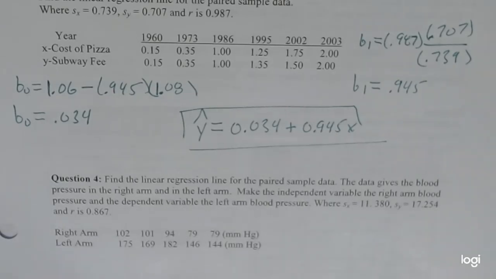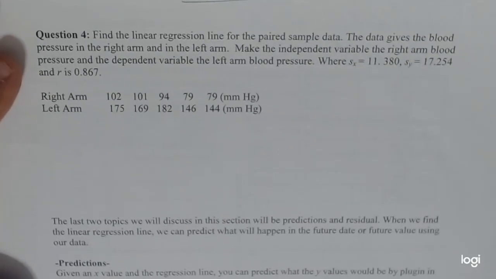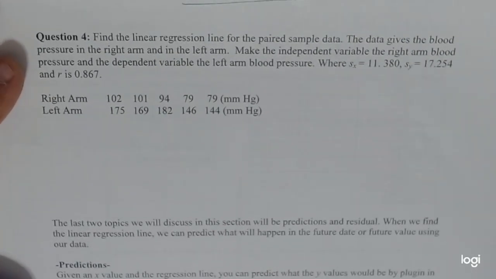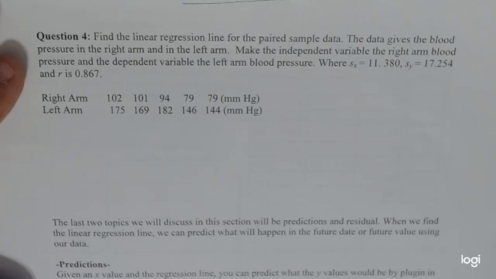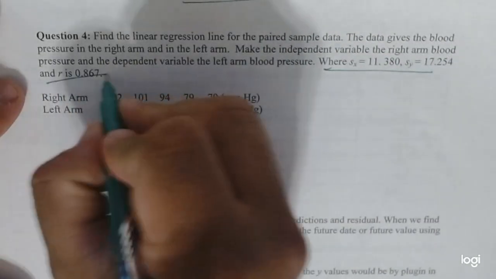which we'll talk about in a little bit as well. Okay, let's do one more question on that. Question 4, back to our left arm and right arm. Find the linear regression line for the paired data. The data is the given blood pressure. Same scenario, and like I said, they give you this information as well.